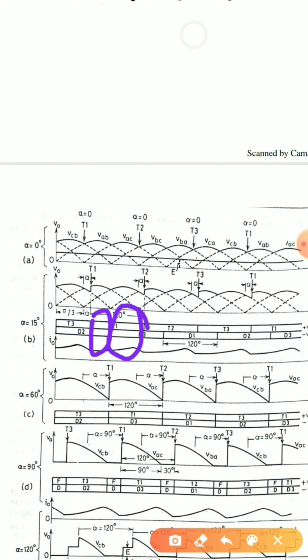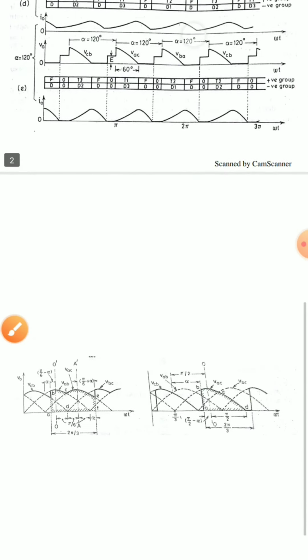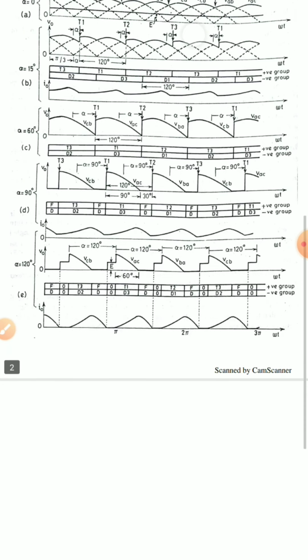So clearly we can see here that initially I am getting conduction because of T1 D2, then I am getting conduction because of T1 D3. So in this manner the diodes will work depending on what phase sequence has to be followed. Now let us look into when the firing angle is 120 degree.